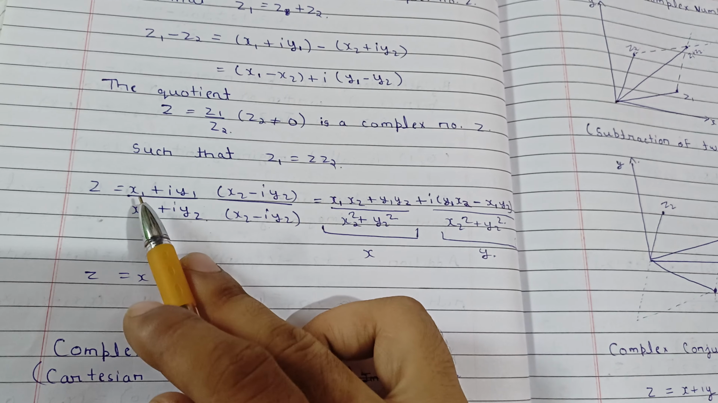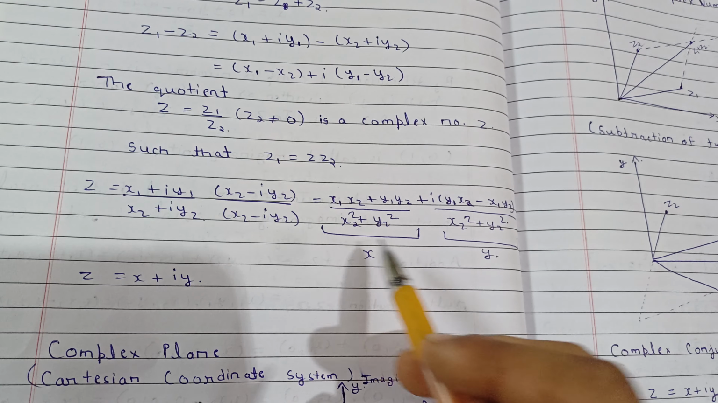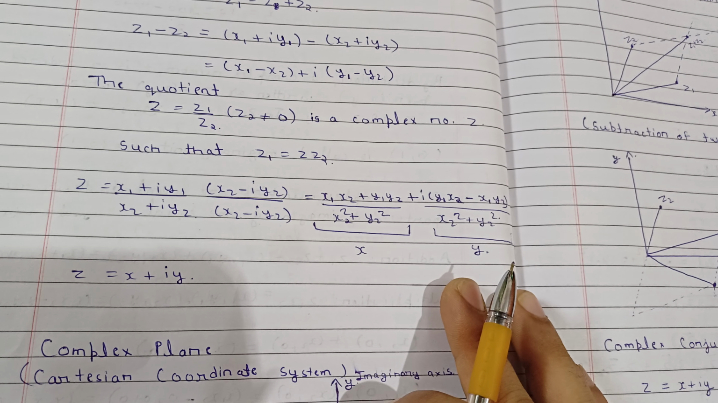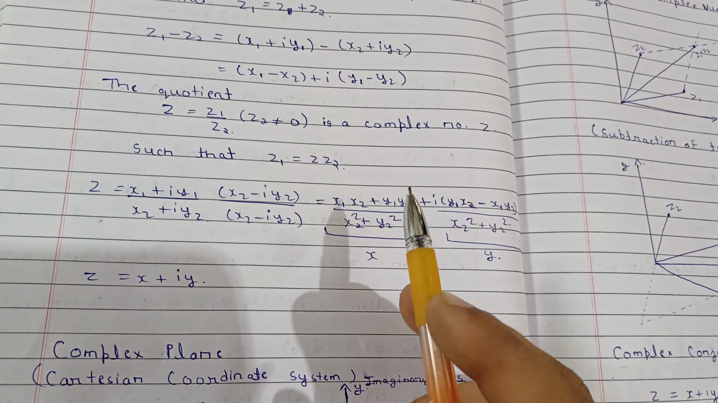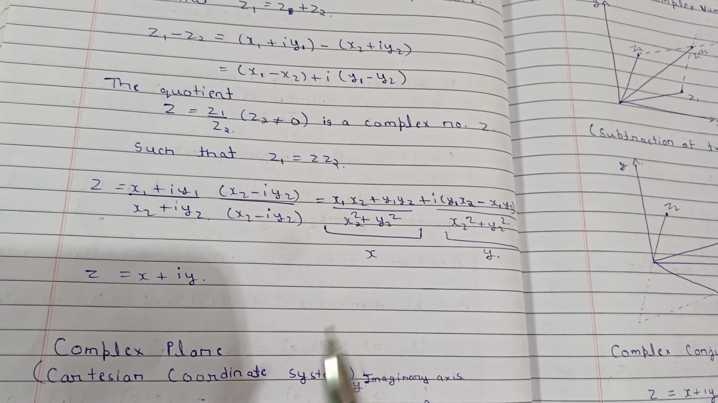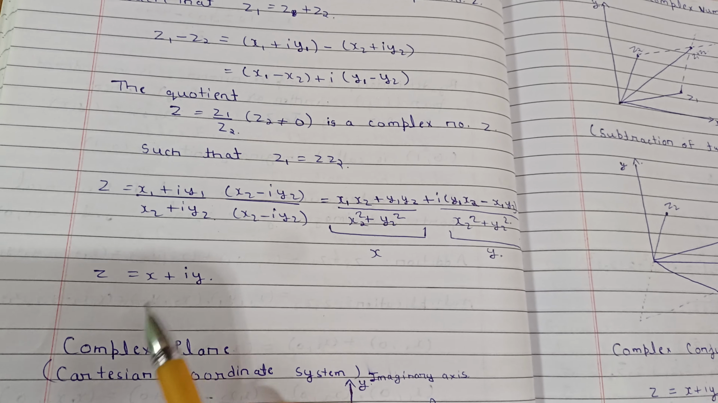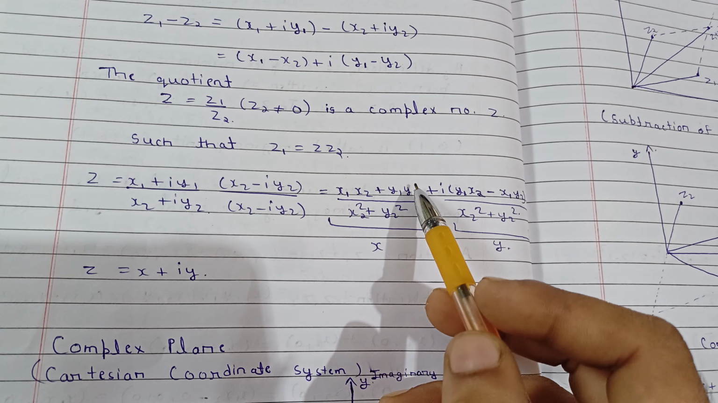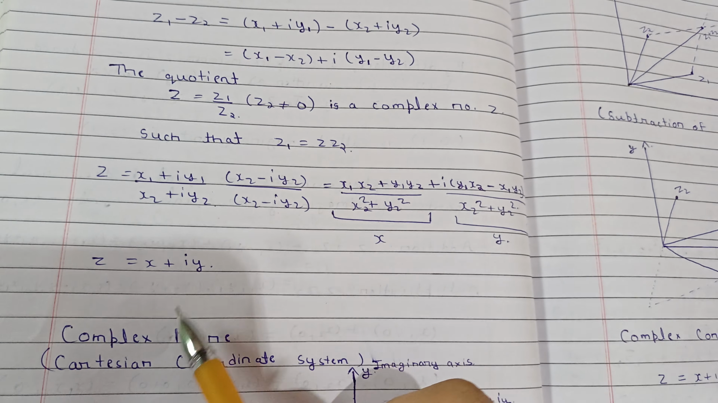Separate the iota terms and the real terms. So this is your division. And remember this formula, it will be fast and easy to calculate this division. Otherwise you will always have to multiply these kinds of terms. So this will be our z equal to x plus iota y. It means if you call this whole term x and this whole term y, then this division will be x plus iota y.